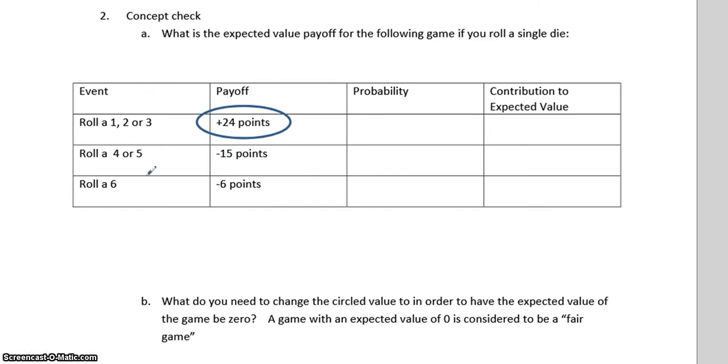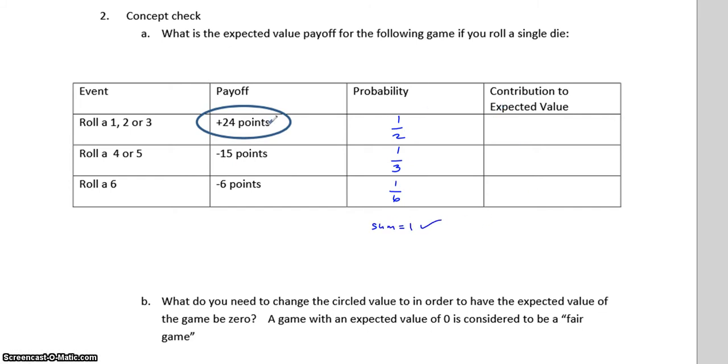So here we already have the events listed, we have the payoffs listed. So here we just need to write the probabilities. Well, the probability of 1, 2, or 3 is simply going to be 1/2. Probability of rolling a 4 or 5 is going to be 2 out of 6, or 1/3. And rolling a 6 is going to be a 1/6 probability. Check to add, do these add up to 1? Well, yeah, 1/2 plus 1/3 is 5/6 plus 1/6. So yes, the sum equals 1, so that's good.